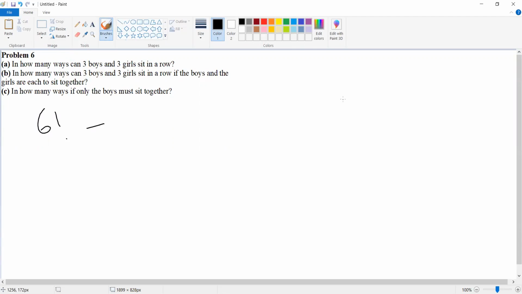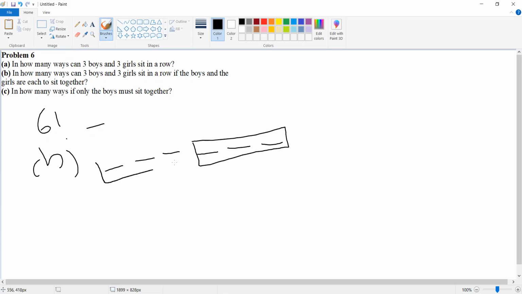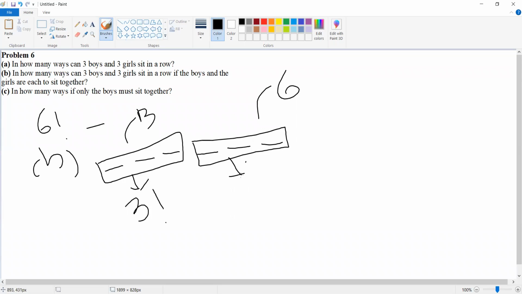Then in the second part they're saying that if the 3 boys and the 3 girls are each to sit together, meaning all of the 3 boys are together, and all of the 3 girls are together, you make one block of boys and one block of girls. Within this, the boys sit here and the girls sit here, and you have 3 factorial ways of arranging each group. But then you could also have girls first and boys second, so you multiply that by 2 to get the final answer.